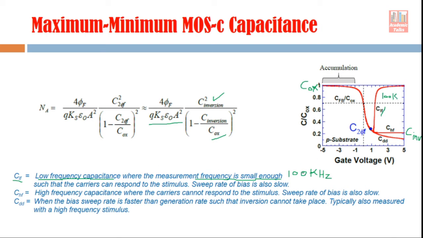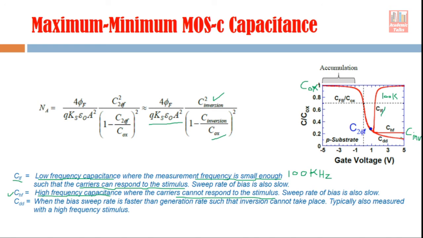If this frequency is there, the carriers can respond to the stimulus. The stimulus is the external AC signal which we are applying on the gate. If the frequency of that signal is low, the carriers can respond, meaning when the signal is changing, the capacitance will change, and we will be able to measure this capacitance. And what is the high frequency? The high frequency capacitance is where the carriers cannot respond to the stimulus. The high frequency is a very fast changing signal, and the carriers do not have sufficient time to respond to it.